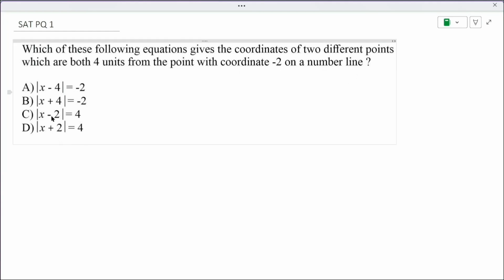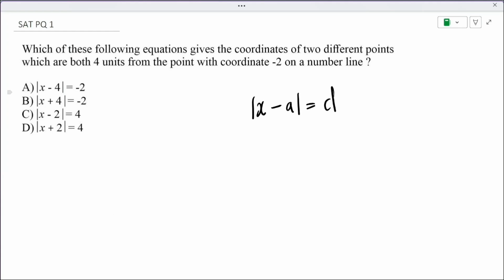Looking at the options, this question falls under absolute value. They want the answer in an absolute value equation. And to solve this question, you need to know the standard absolute value formula, which says the absolute value of x minus a equals d. Now, to best understand these, we can use the numeric values we have in this question.